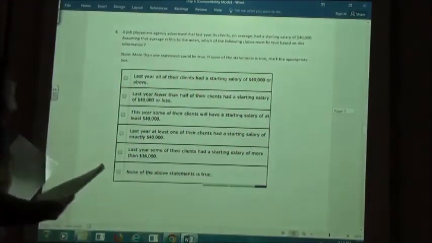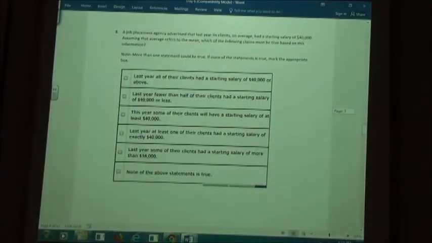So on number 8, a job placement agency advertised that last year its clients on average had a starting salary of $40,000. Assuming that the average refers to the mean, which of the following claims must be true based on that information? So last year, all of the clients had a starting salary of $40,000 or more. True or false? False, right? If my mean is 40,000, that doesn't mean everybody has 40,000.